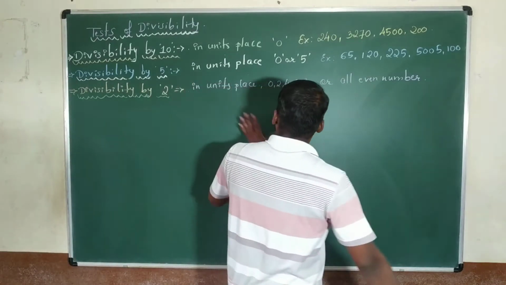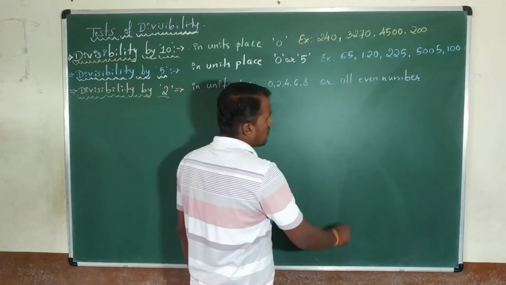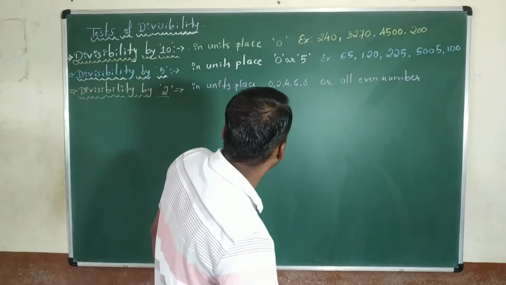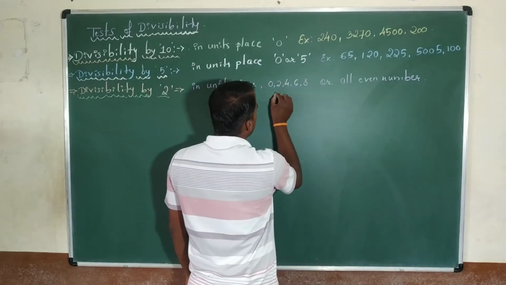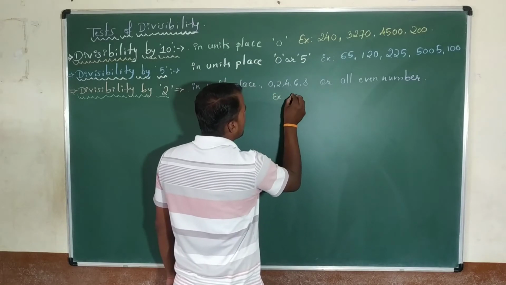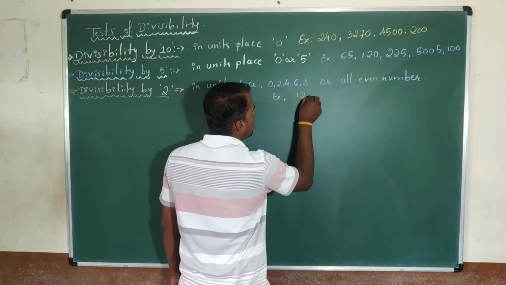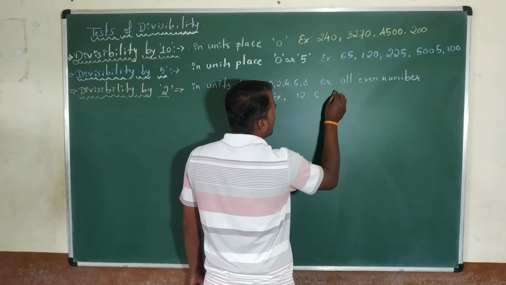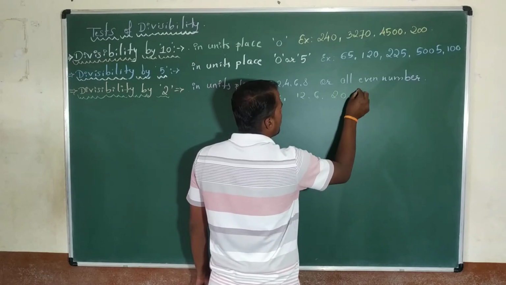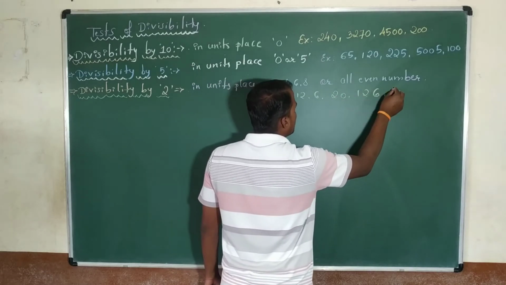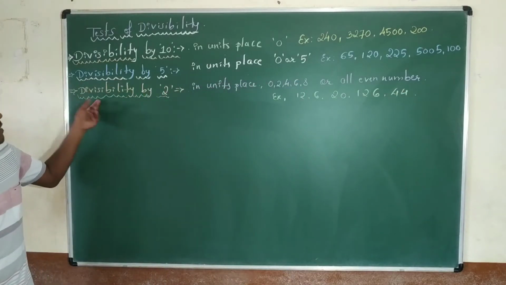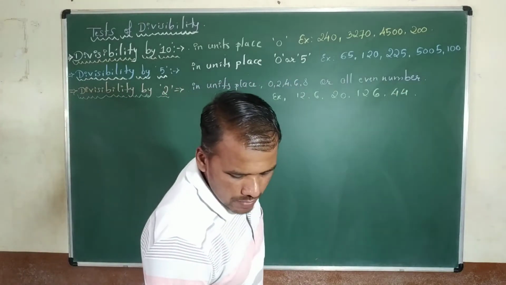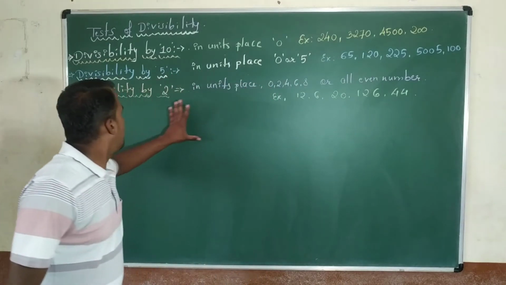Here, these are the examples. We write here examples: 12, 6, 20, 126, 44. All these numbers are divisible by 2. Now the divisibility test of 2 is finished.